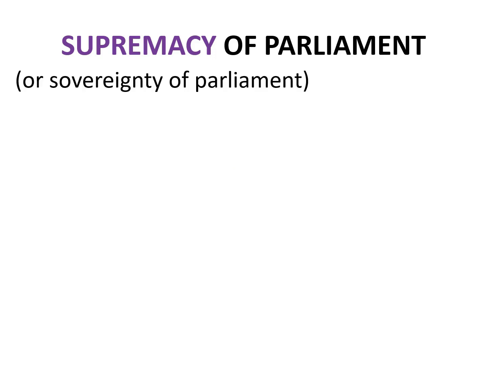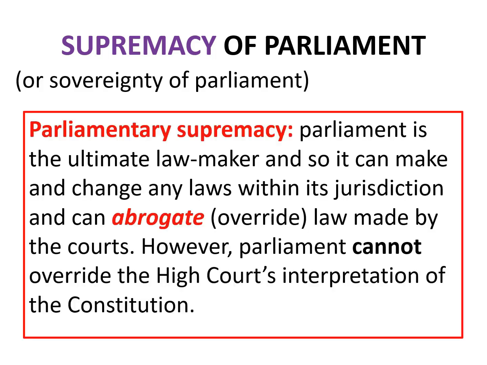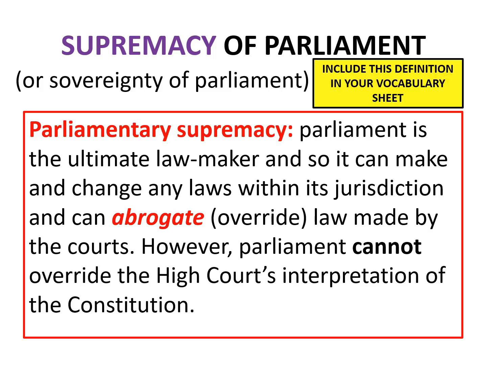When we describe Parliament as being supreme, we are referring to the doctrine or principle of the supremacy of Parliament, sometimes called the doctrine or principle of the sovereignty of Parliament. Parliamentary supremacy, or parliamentary sovereignty, means that Parliament is the ultimate lawmaker, and so it can make and change any laws within its jurisdiction and can abrogate, that is, override, law made by the courts. Look down the left-hand side of your vocabulary sheets, find the term parliamentary supremacy and write this definition in there.